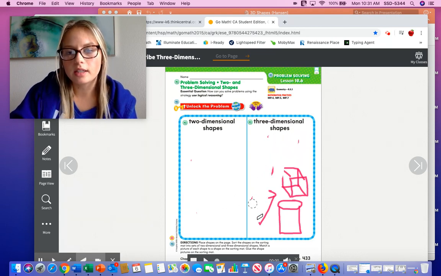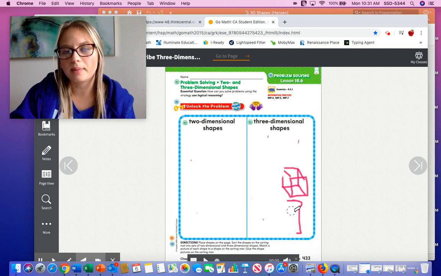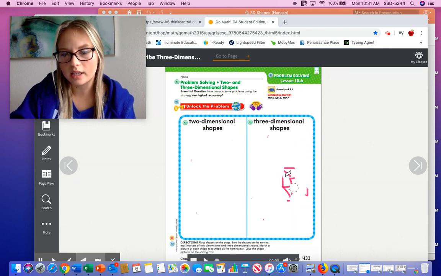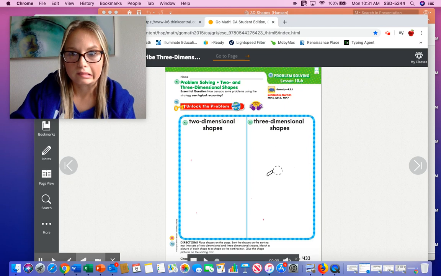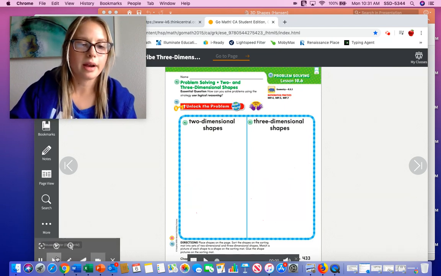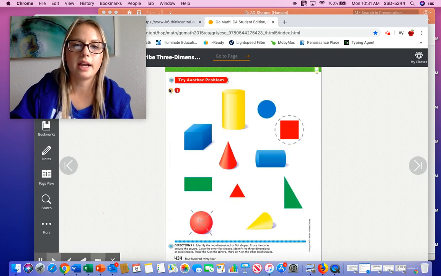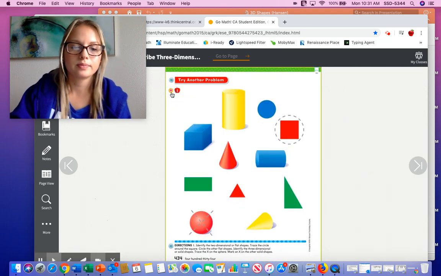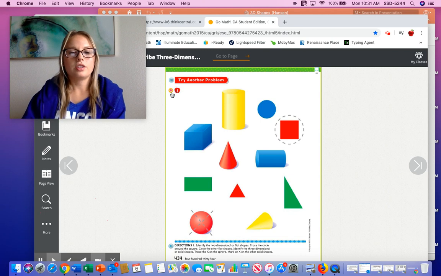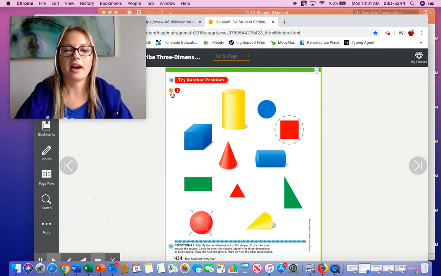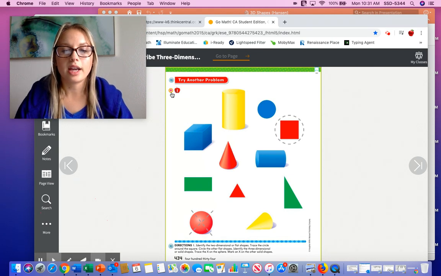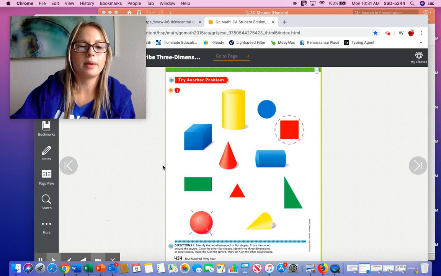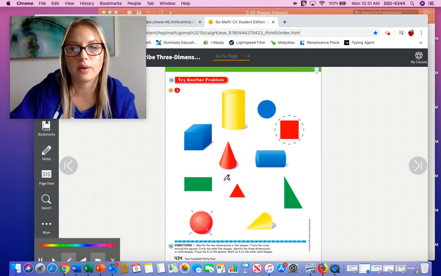Okay, if you have a Post-it or bookmark, go ahead and flip to the next page so we can start our next problem. All right. Okay, go ahead and find red apple number 1. And our directions are, we're going to identify two-dimensional or flat shapes. Trace the circle around the square. So take your pencil. Let's start by tracing the circle around the square.